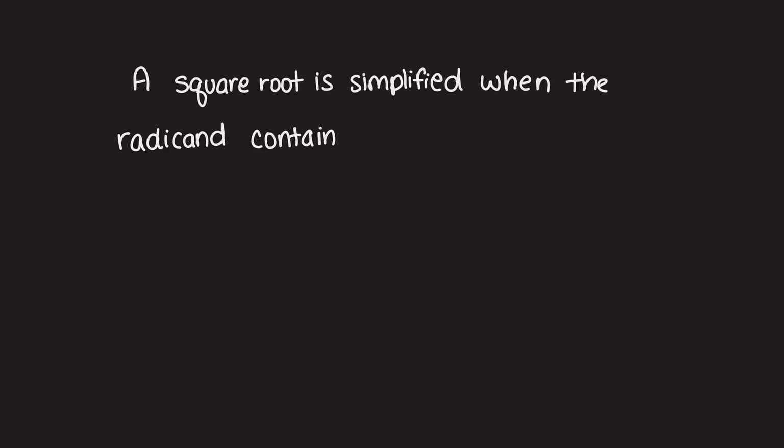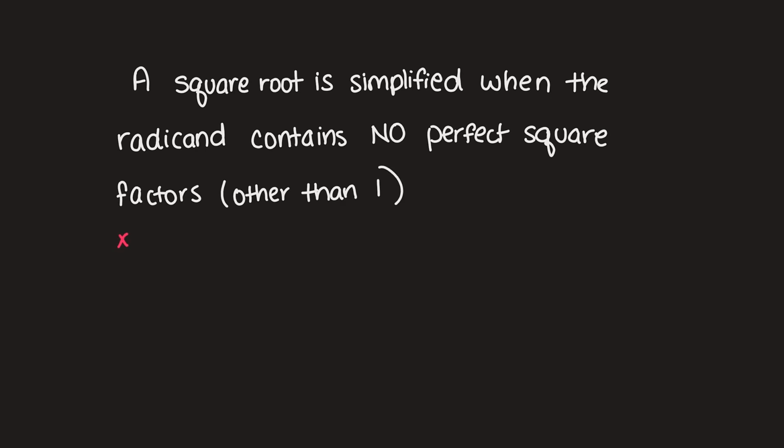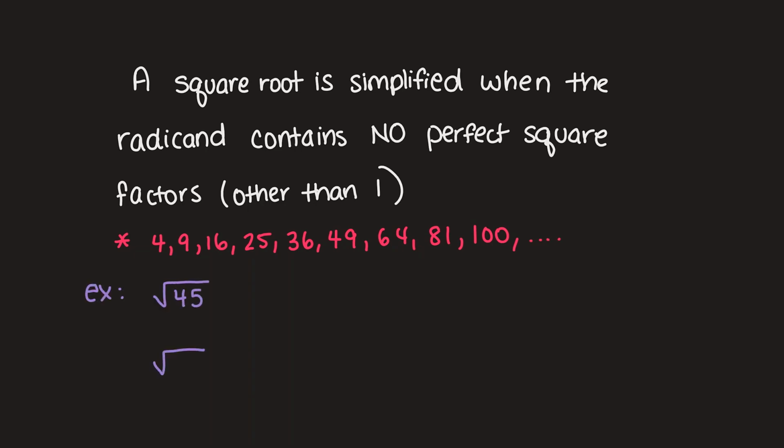So a square root is simplified when the radicand contains no perfect square factors other than 1. So as a side note, some perfect square factors are the following. So if we have a radical like square root of 45, we would not consider this simplified because the radicand, 45, contains a perfect square factor of 9, and the square root of 20 is also not simplified because 20 also contains a perfect square factor of 4.